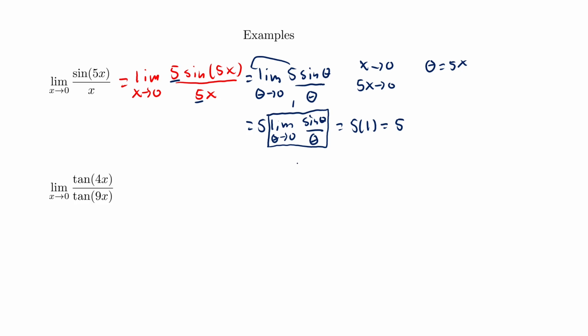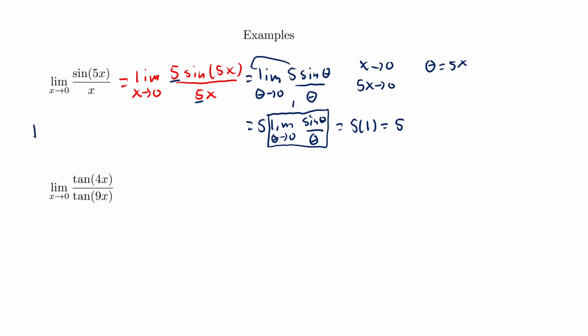Let's do another example. This one is going to be a little bit more complicated, but we still want to try to break it down to something like this. Here we want to find the limit of tangent of 4x over tangent of 9x as x approaches 0. So if I'm going to extract a sine, because that's what we want from something like this, we probably want to use a trig identity.